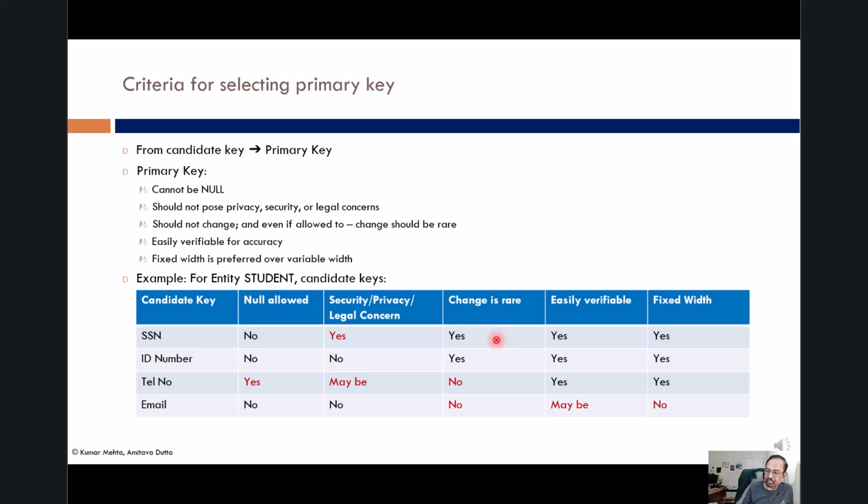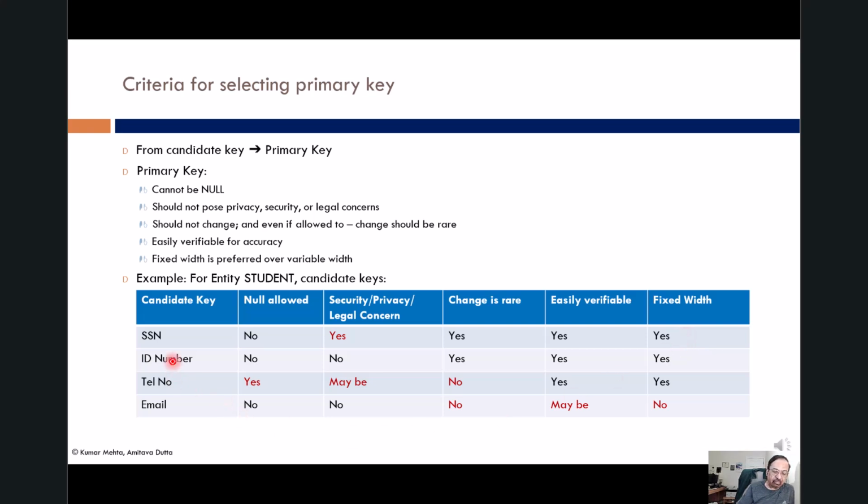So that's good. That's a good property of a candidate key to make it suitable for a primary key. Yes, I can easily verify a social security number, and it's a fixed width. I want fixed width because in terms of managing storage, in terms of implementation, I always prefer the fixed width. Okay, the social security number has a fixed width.